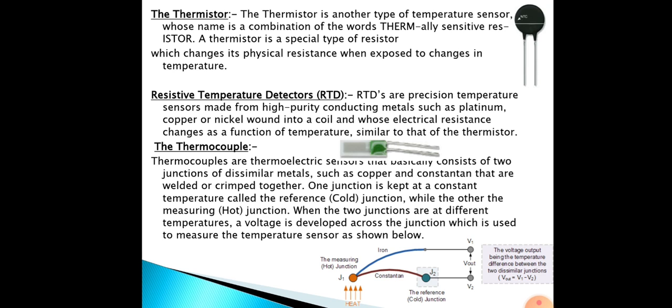When the two junctions are at different temperatures, a voltage is developed across the junction, which is used to measure the temperature. One junction is kept constant and the other is hot, meaning it will be varying. When we vary the temperature, the voltage will vary, and accordingly it will show the temperature. Like that it will be working.